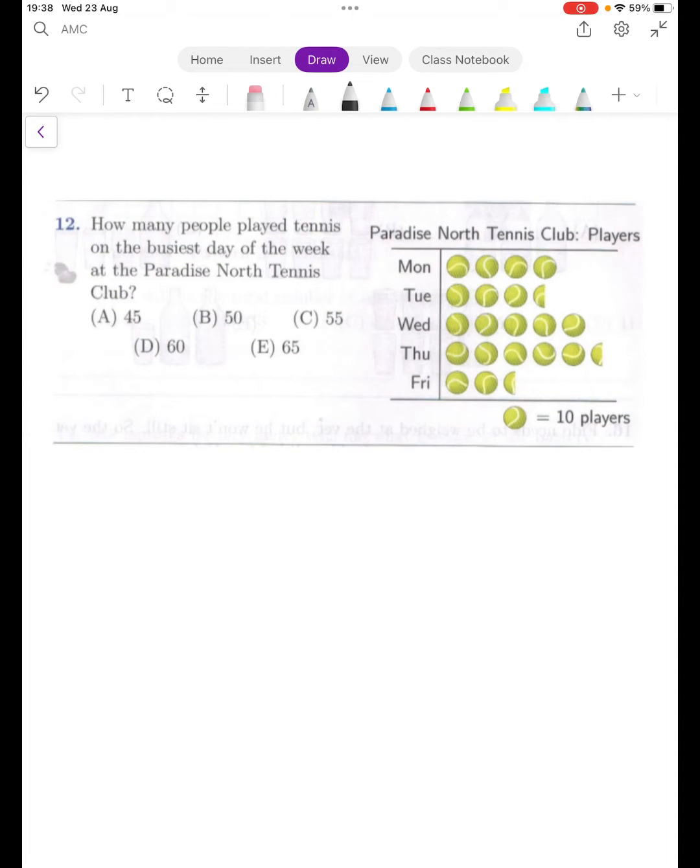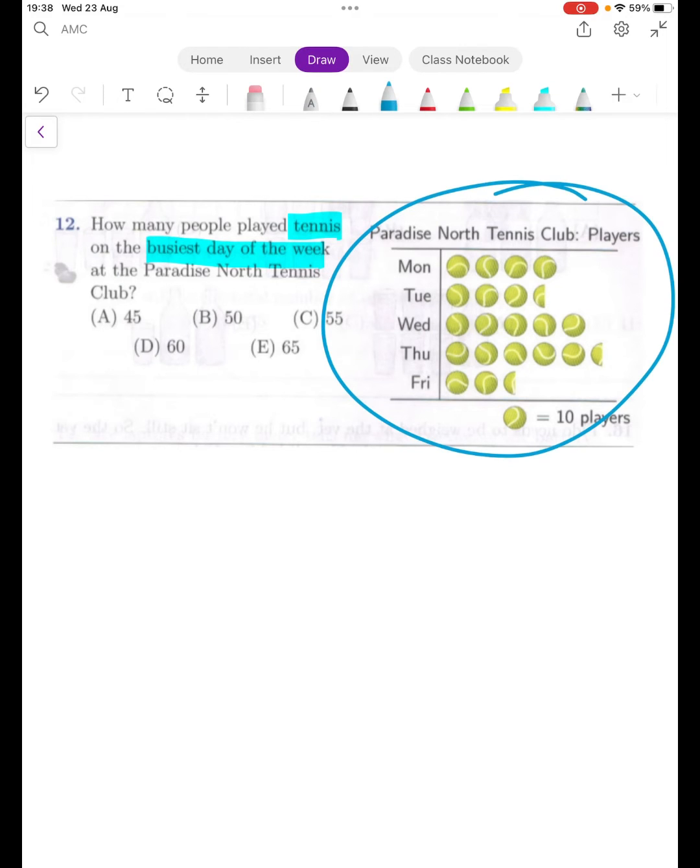All right, question number 12. How many people played tennis on the busiest day of the week? We can see the graph here, the picture graph. And the busiest day, as you can see, is Thursday. This is Thursday, which maximum people are playing on. And how many people play tennis?